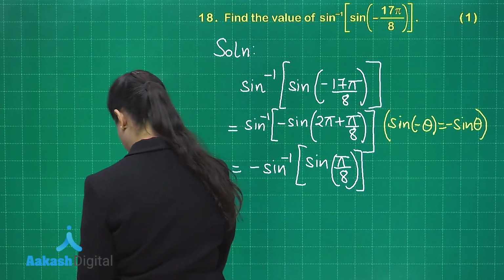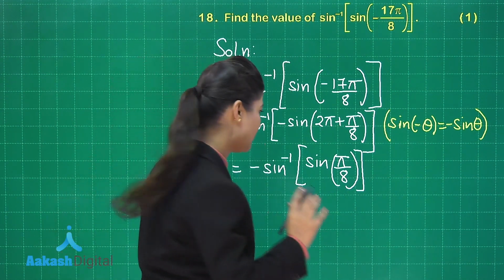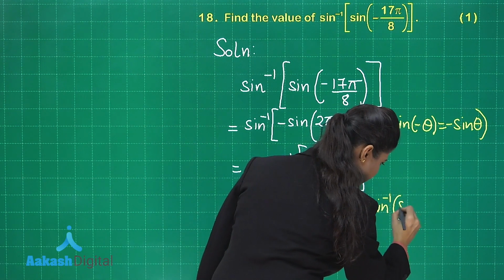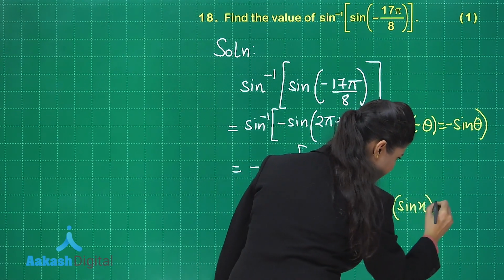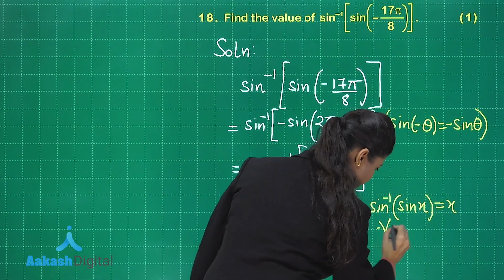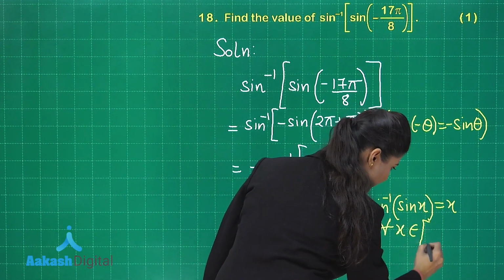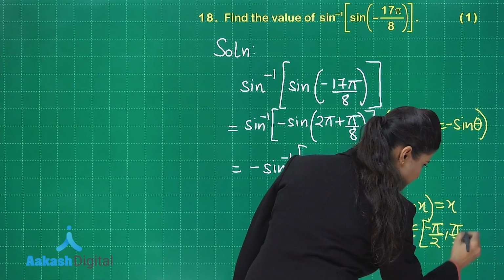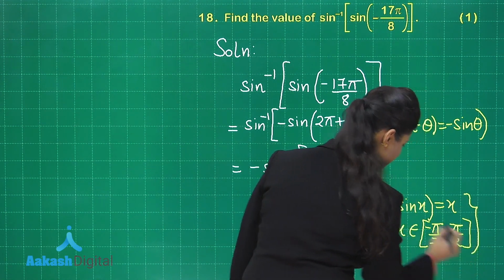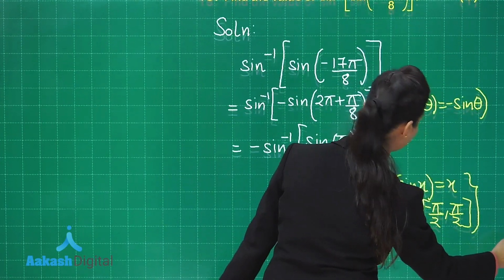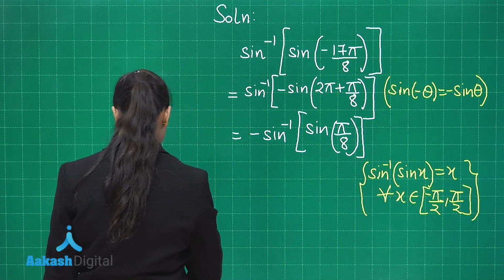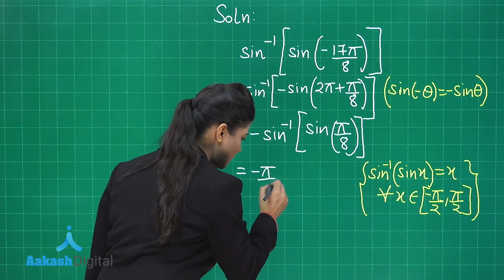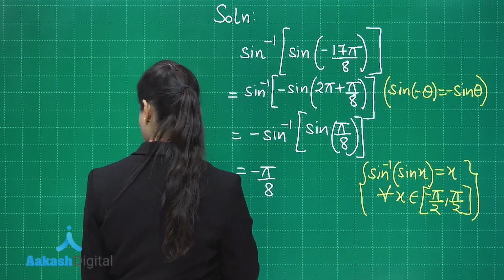and for all the values of x which is lying between minus pi by 2 to pi by 2, we get that sine inverse of sin x is equal to x for all x belonging to the set from minus pi by 2 to pi by 2. So, here using this very important rule, we get here that the value in this case will become equal to minus pi by 8. So, this gives me the required answer for this question.